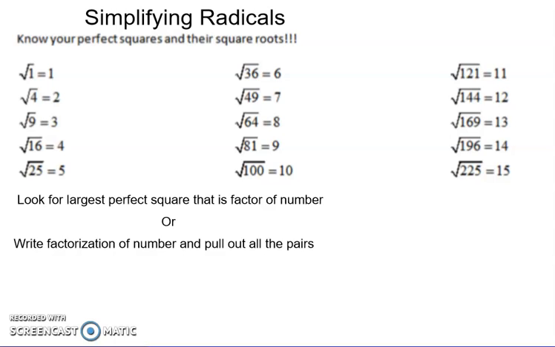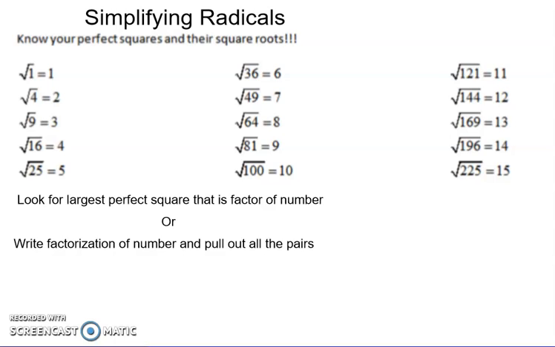Okay, as we talk about simplifying radicals, it's important that you know your perfect squares, because that will help you with getting the square root of numbers. So if you know the perfect squares, you know the square root of 4 is 2, the square root of 9 is 3, and so forth.